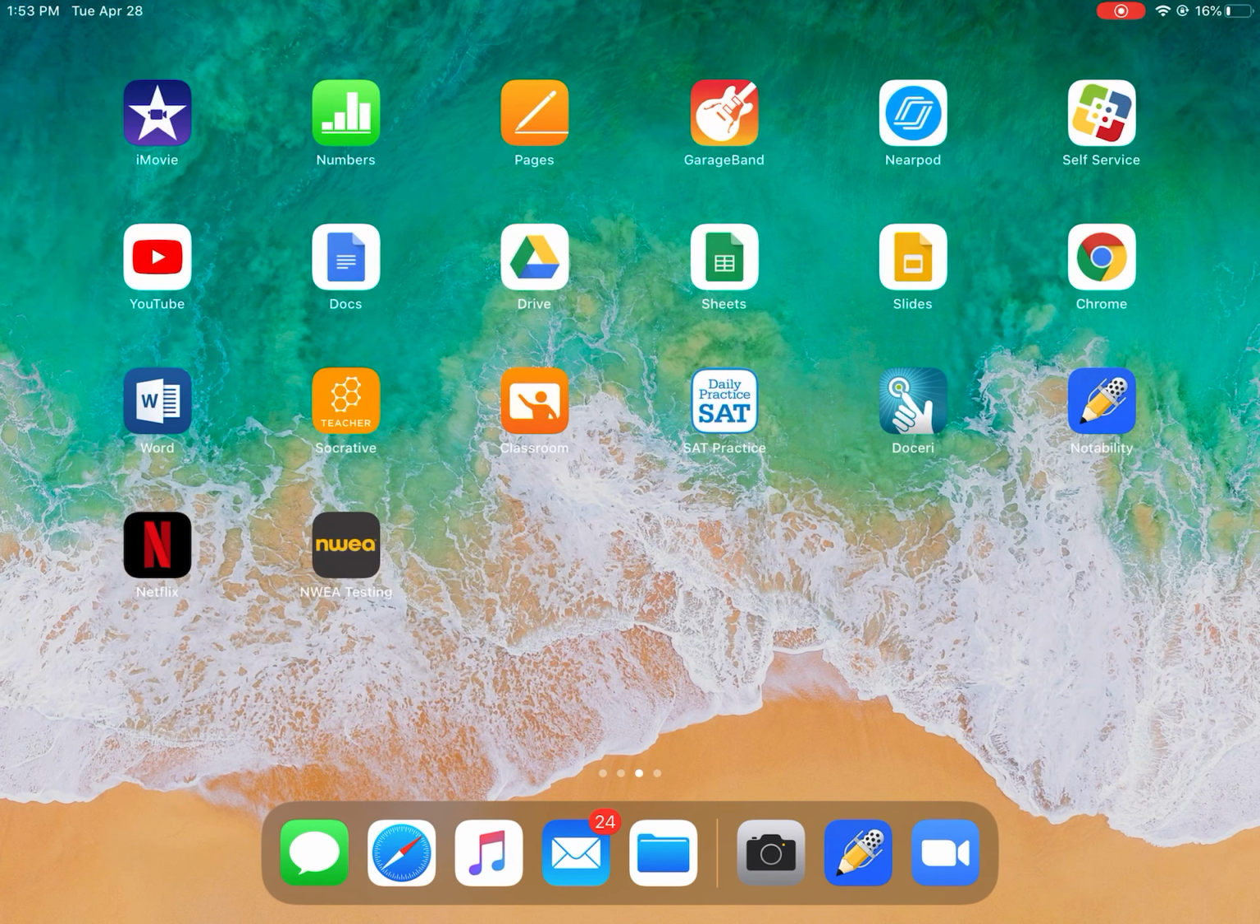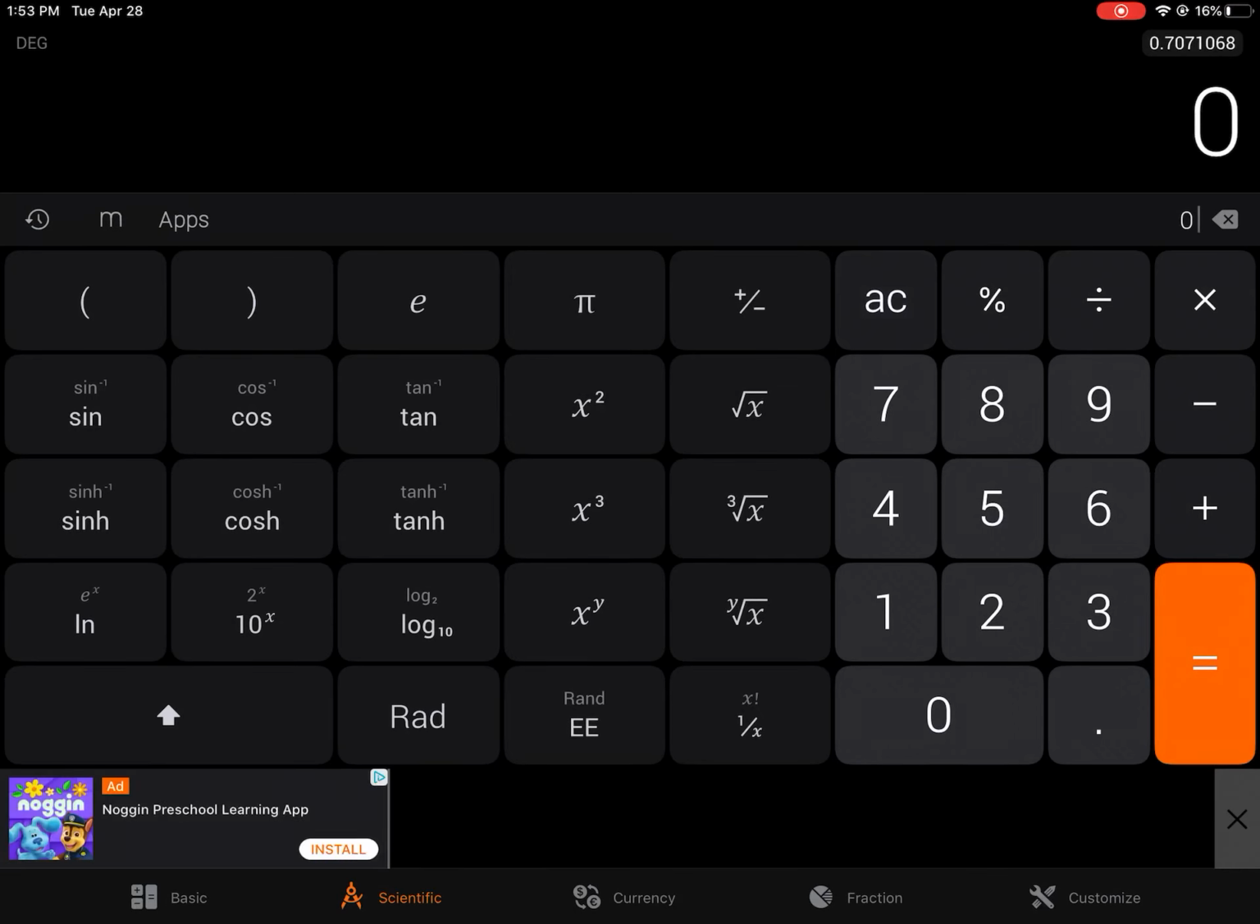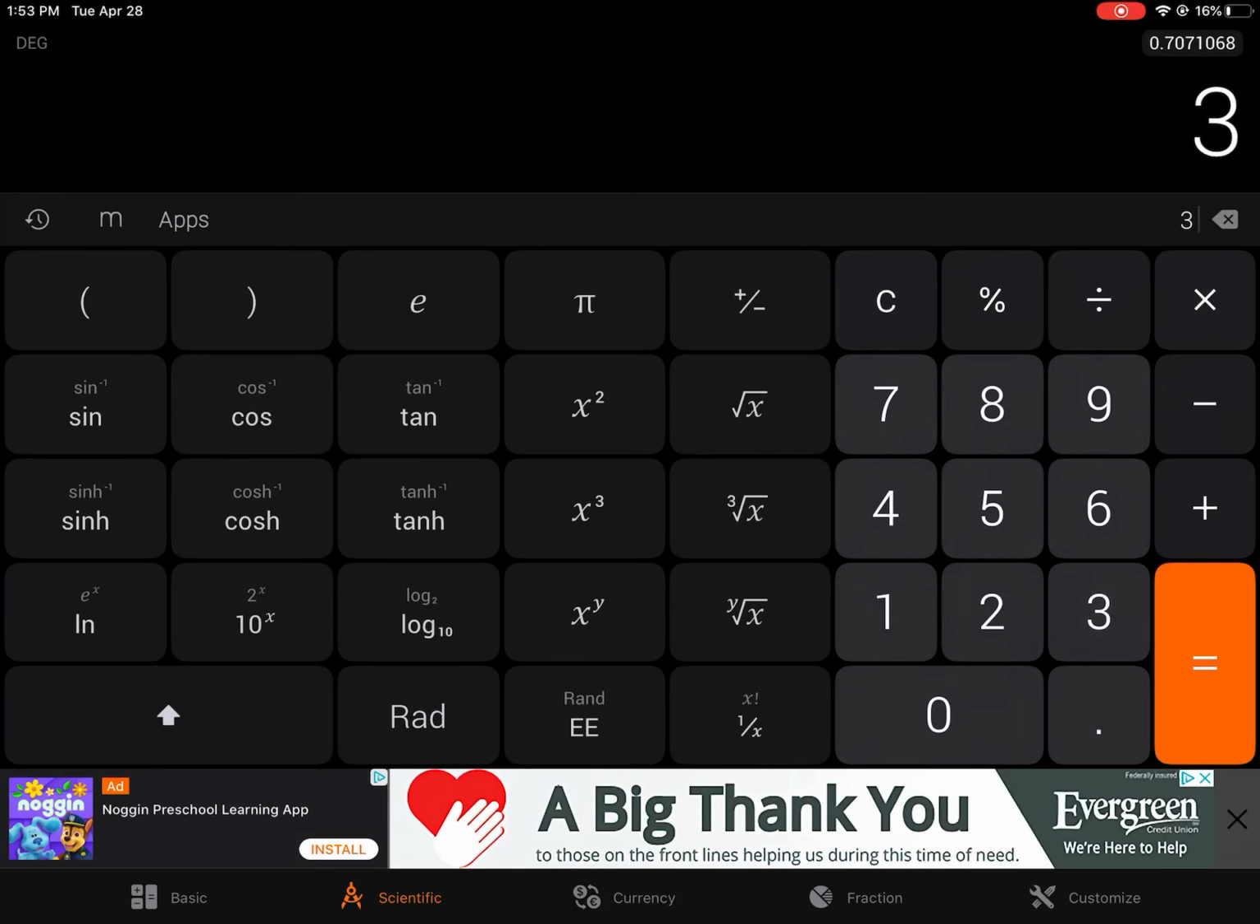If you go to your calculator, which is somewhere, what we would be doing here is 3/5, so 3 divided by 5. We get 0.6. And then we want to use the second button.